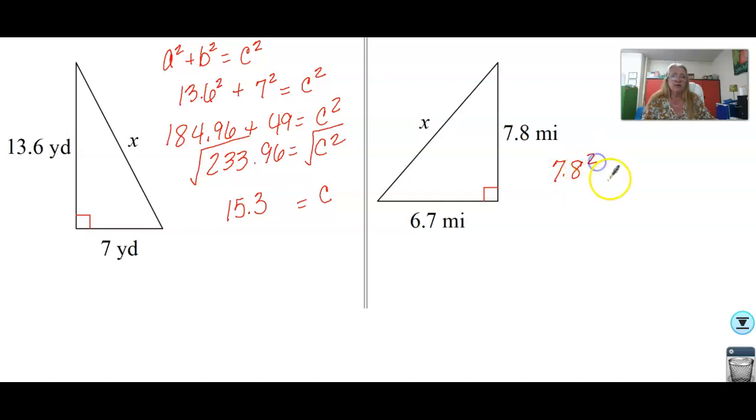This one is done the same way. 7.8 squared plus 6.7 squared equals x squared or c squared. It's up to you, however you want to do that. Okay, so now we just need to square 7.8. 7.8 squared is 60.84.